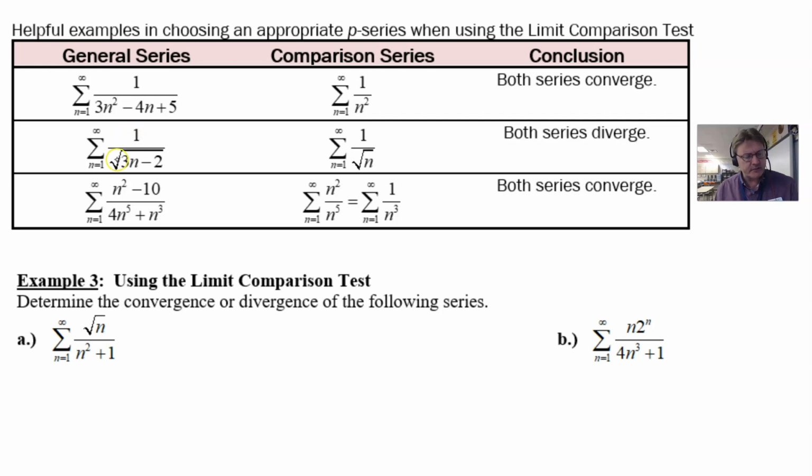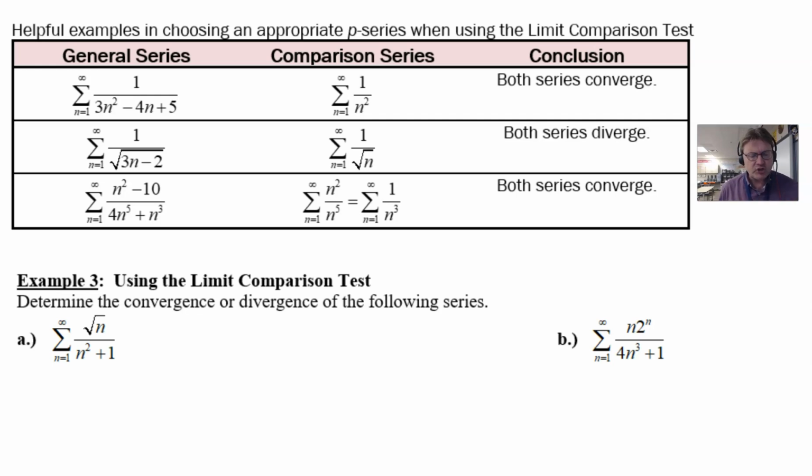Something like 1 over the square root of 3n minus 2, rip away the 3 and the 2 and just think about comparing it to 1 over the square root of n. In this case, you're going to have two divergent series. Something like n squared minus 10 over 4n to the 5th plus n cubed, again, think about getting rid of the minus 10 and the plus n cubed. You really don't need that 4 in the grand scheme of things. So n squared over n to the 5th is going to behave like 1 over n cubed. And if you pushed forward using the limit comparison test, you would find that both of those series converge. So maybe that could help a little bit.